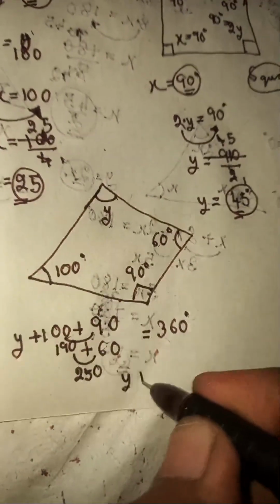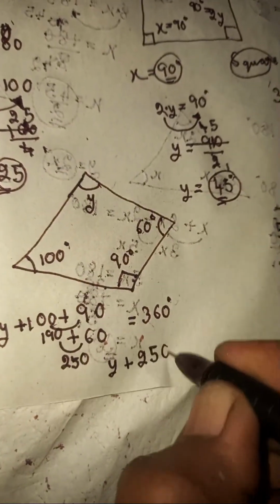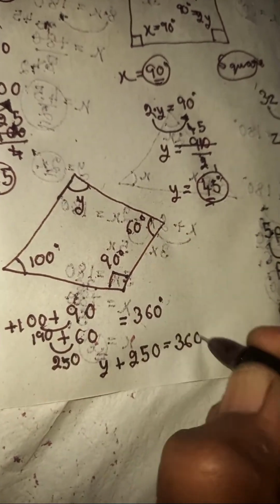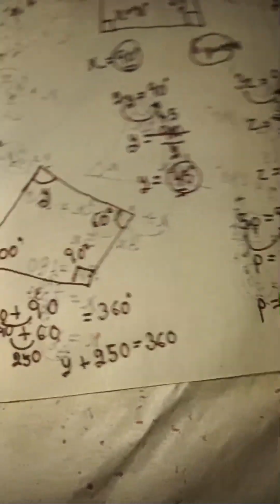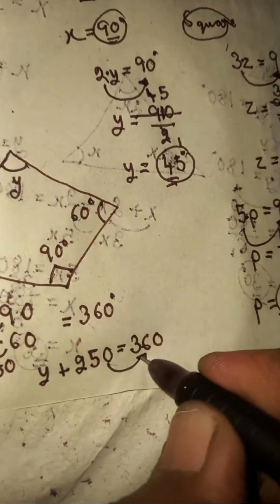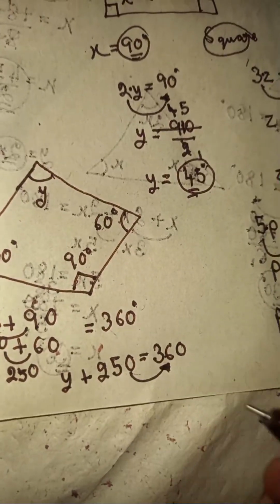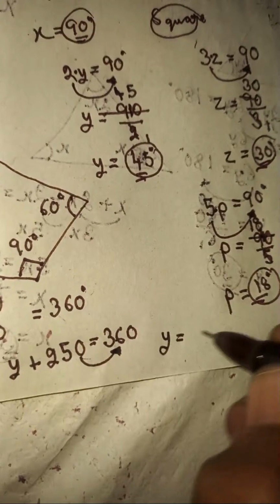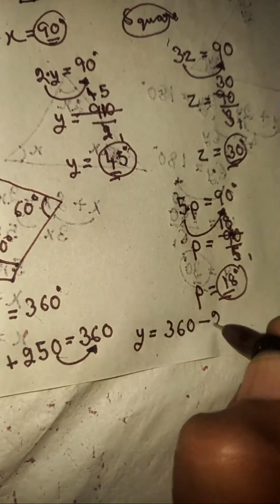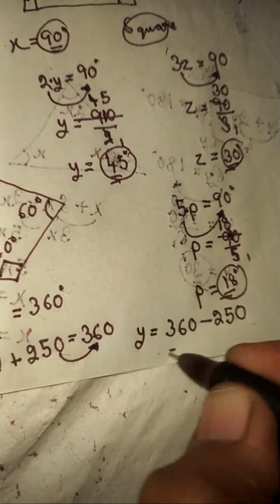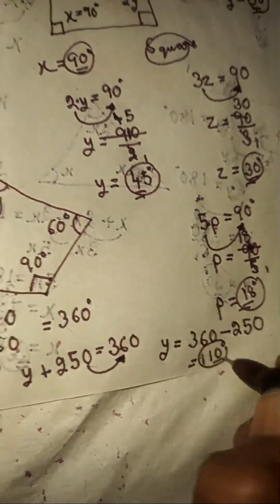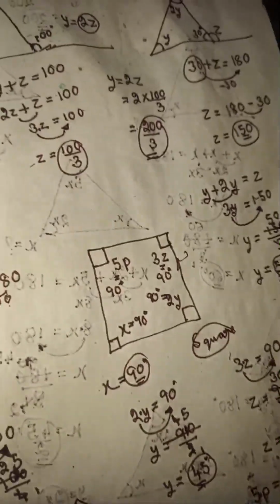So you're going to get y plus 250 equal to 360 degrees, and y plus 250, if you send the 250 that side, it becomes plus 250 to minus 250. So y equal to 360 minus 250, it is going to become 110 degrees. That is the value of y. Let's take even one more problem.